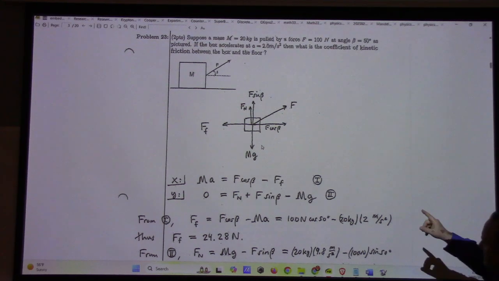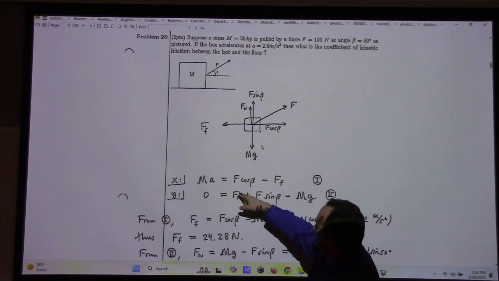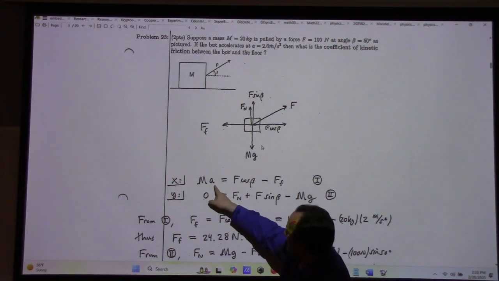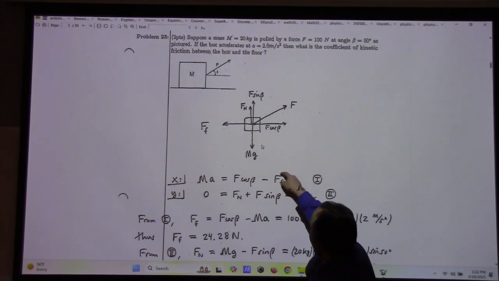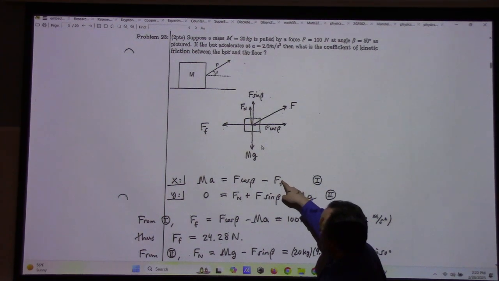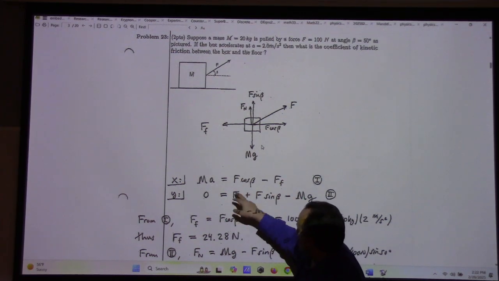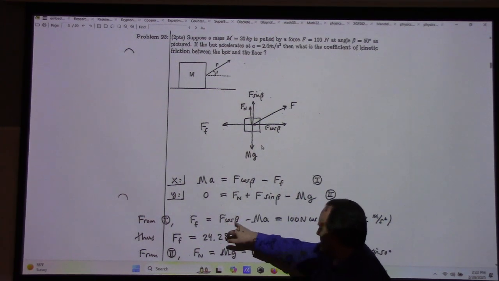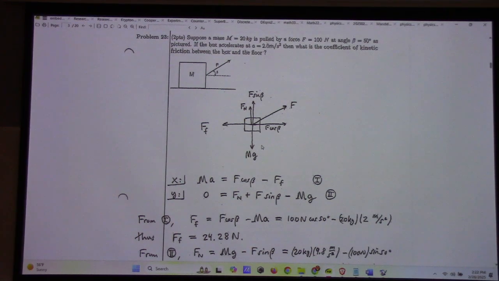But what I did first was I solved equation 1, because I also know the acceleration is 2 meters per second squared, right? So since I know the acceleration, I can use that here. And the only thing I don't know here is the force of friction, but I can figure that out because the force of friction is equal to this minus ma. But I know this and I know that. So that gives me that the force of friction is 24.28.